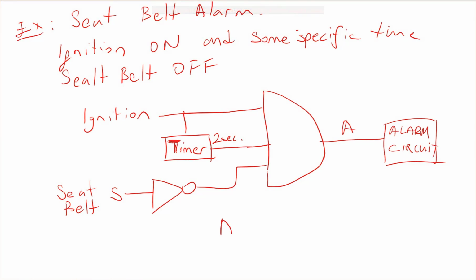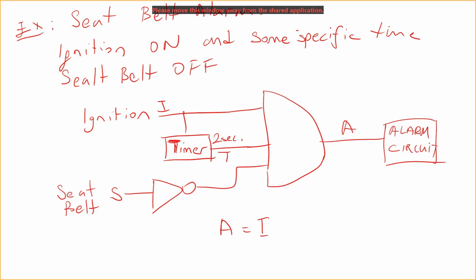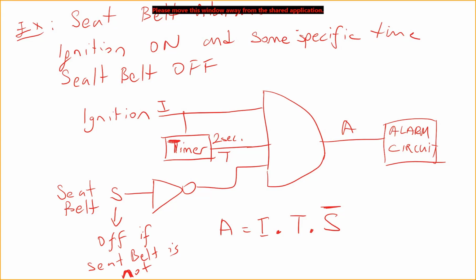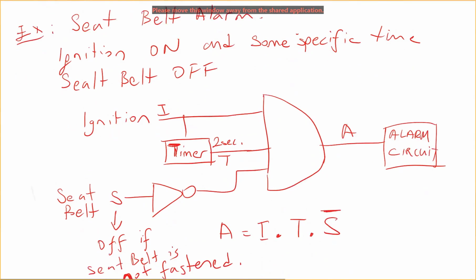So in this case, A is equal to, let's say ignition is I, and this is my T, I and T and S not, right? So this seat belt sensor is off if the seat belt is not fastened. Okay, so these were some very simple examples for the AND, OR and NOT gates.